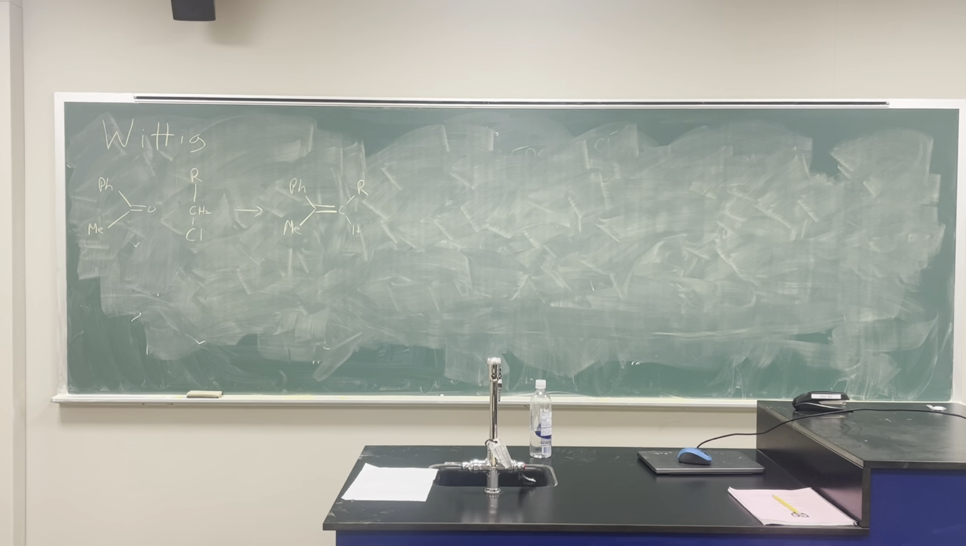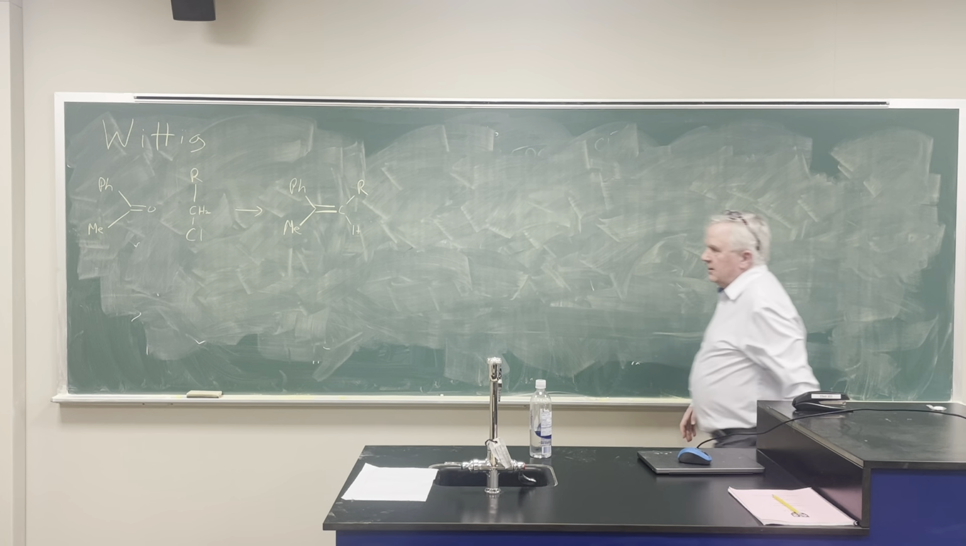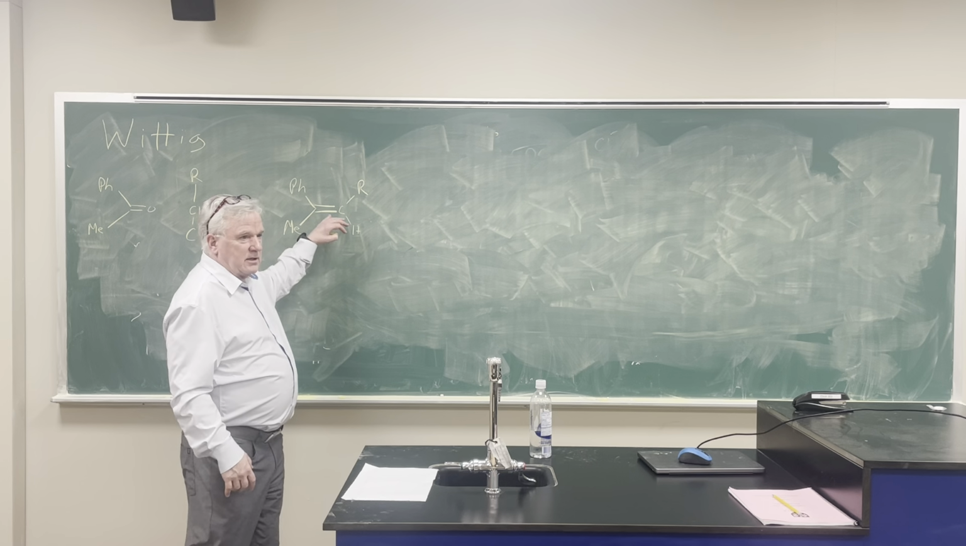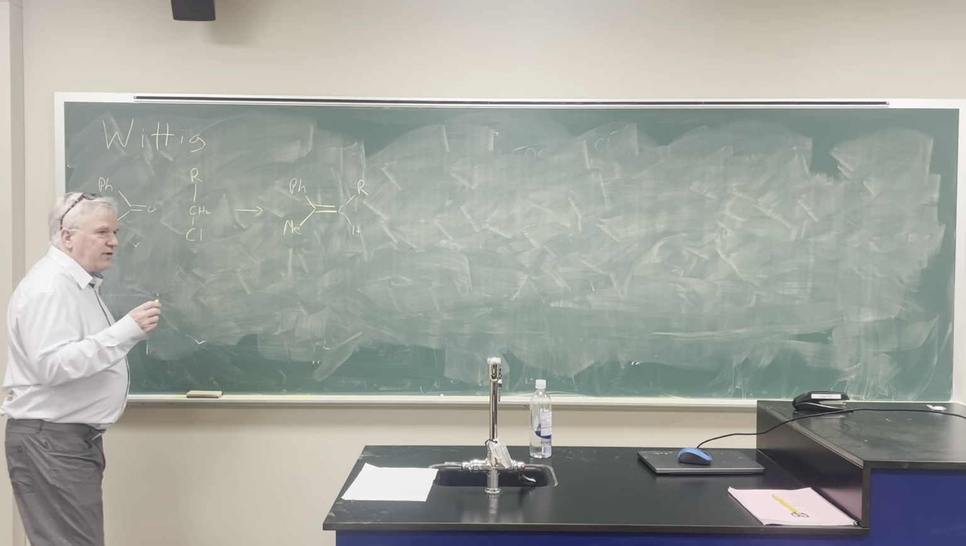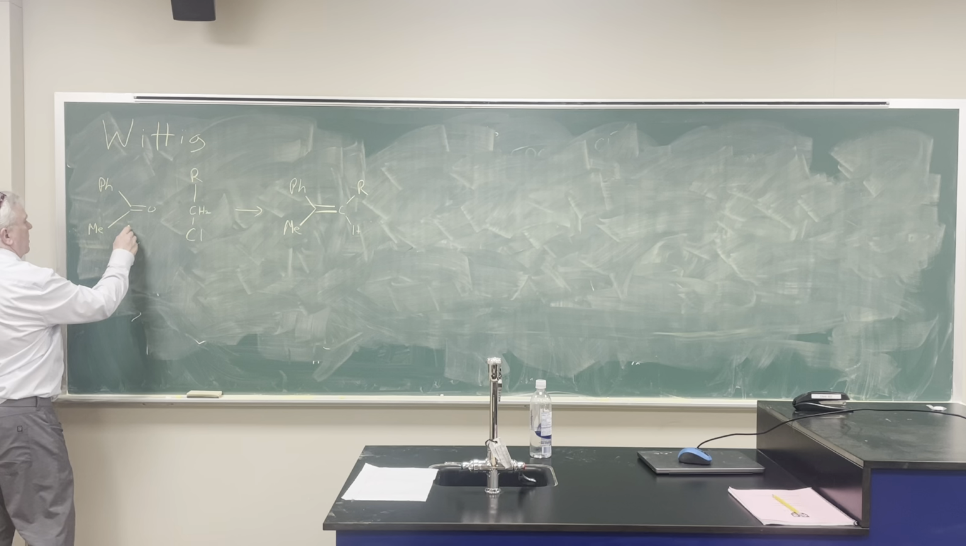So the Wittig reaction is where we take a ketone and an alkyl halide and a bunch of other stuff, which we'll see in just a minute, and we make a carbon-carbon double bond. The important thing to remember is look at your alkene.